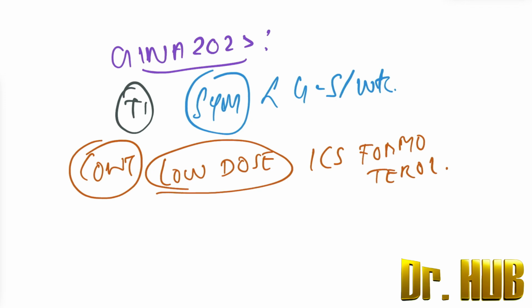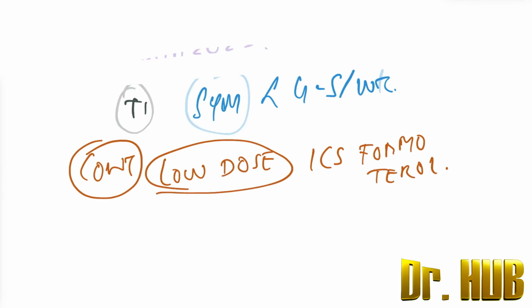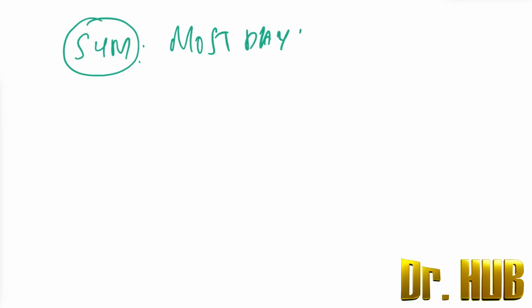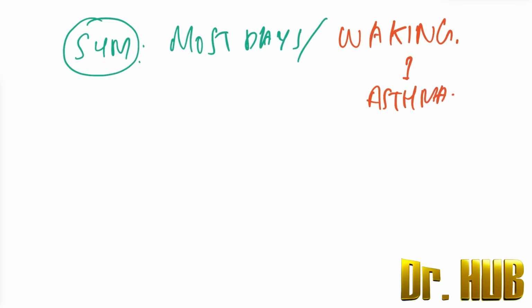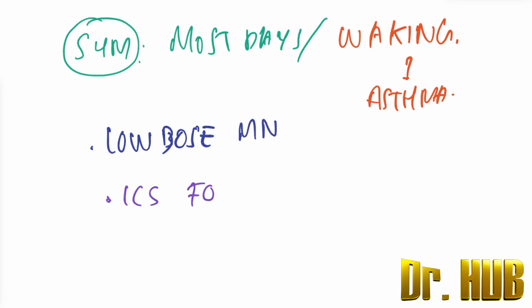And next, we move on to the symptoms. The next one, where the symptoms are present most days, and waking up with asthma once a week or more. In such cases, you give low dose maintenance, which is also the ICS formoterol.